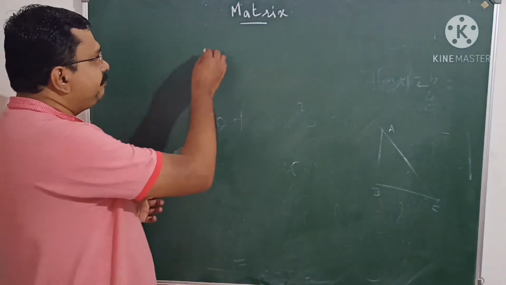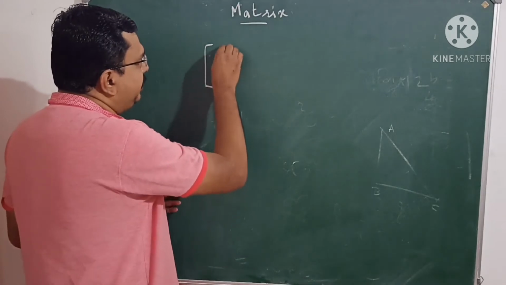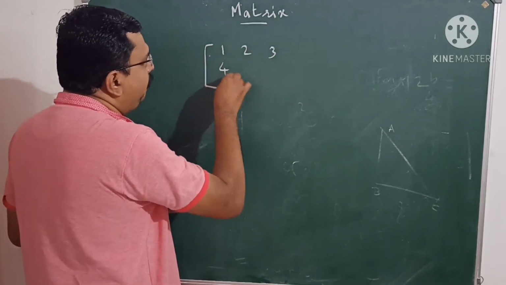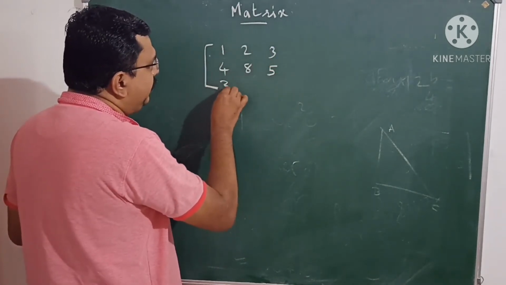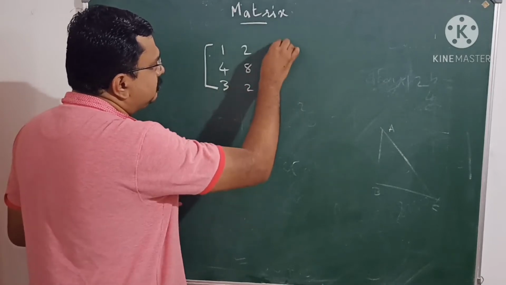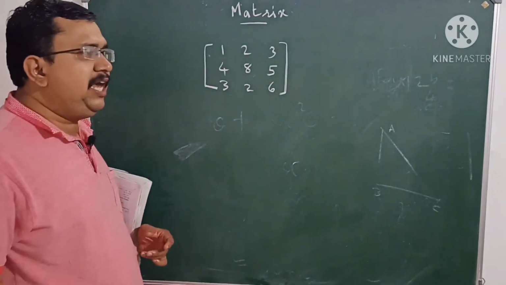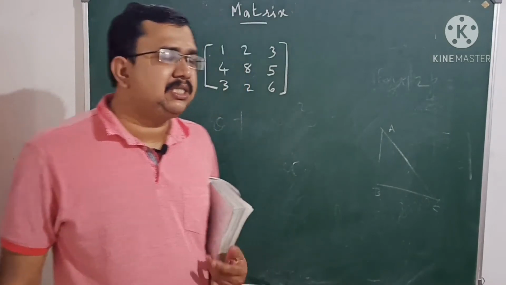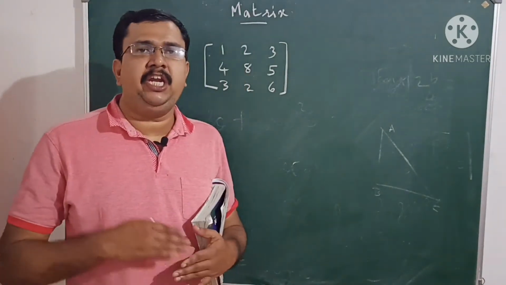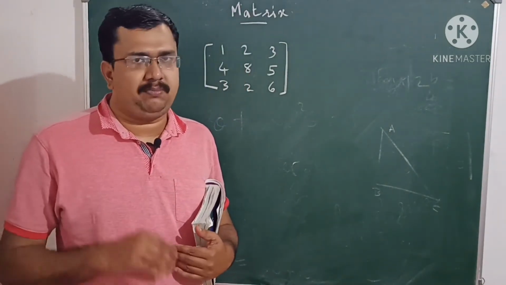Listen here. There is a 3 by 3 matrix: 1, 2, 3, 4, 8, 5, 3, 2, 6. First elementary row operation is interchange of any 2 rows or columns.